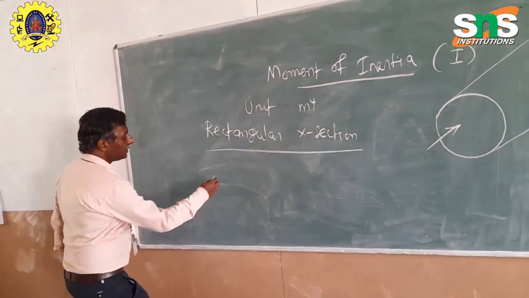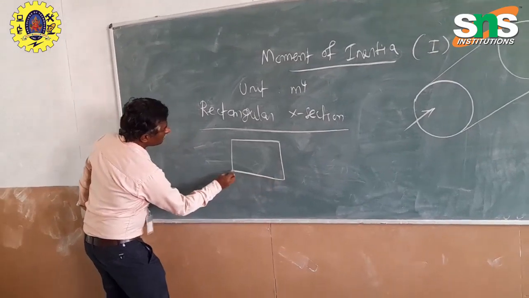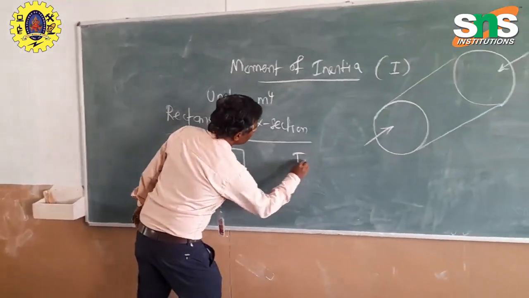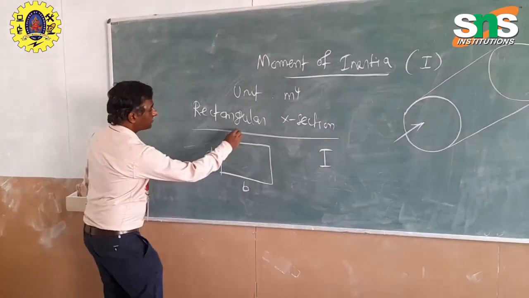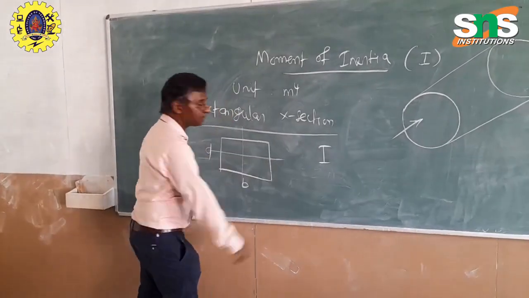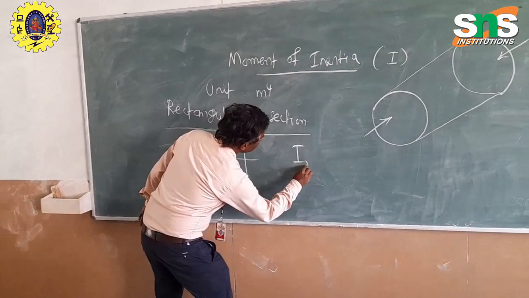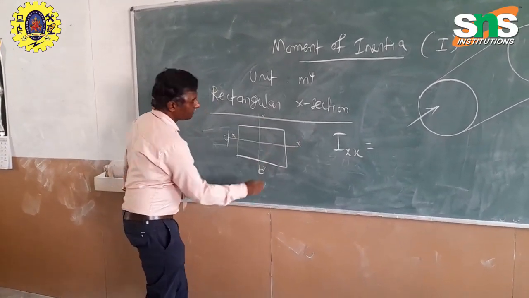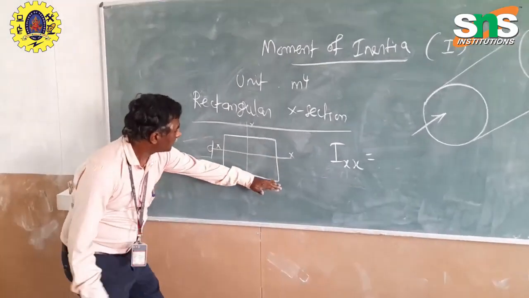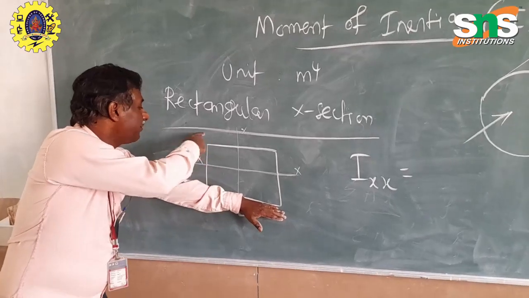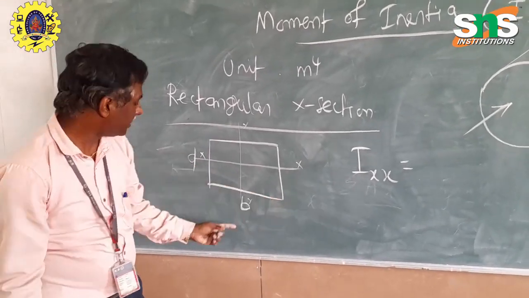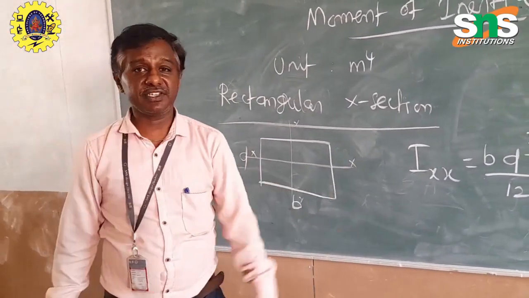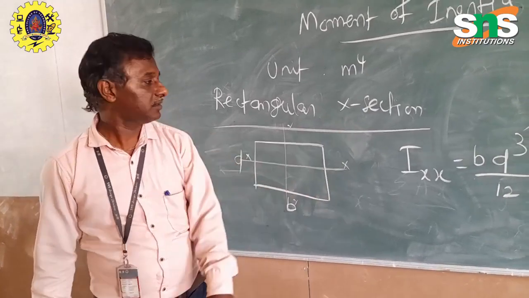For a rectangular cross section, how can we find the moment of inertia? Let's have the base or breadth b, and depth d. The moment of inertia is I, and we have two different things here: with respect to the x-axis and with respect to the y-axis. For the x-axis, we take the horizontal dimension into the cube of the vertical dimension divided by 12. That is b d cube by 12, the moment of inertia about the x axis.